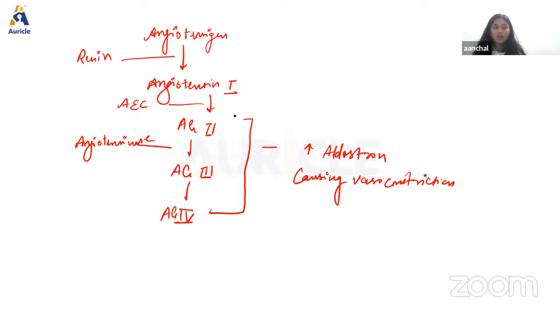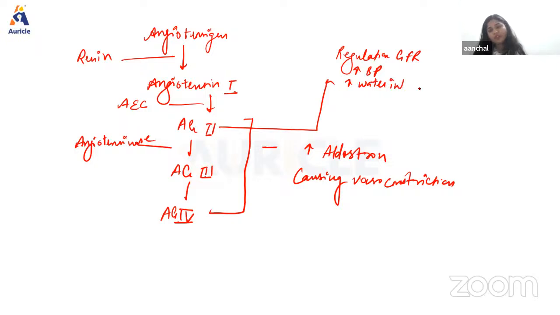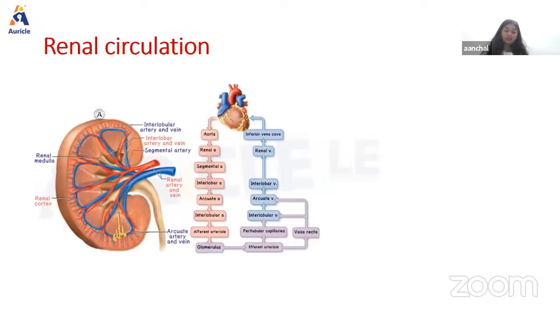Okay. And if we talk about the action of angiotensin 2, it is responsible for the regulation of GFR, increasing BP, increasing water intake, increasing ADH secretion. Okay, so this is all about the RAS system. Now next we have renal circulation.